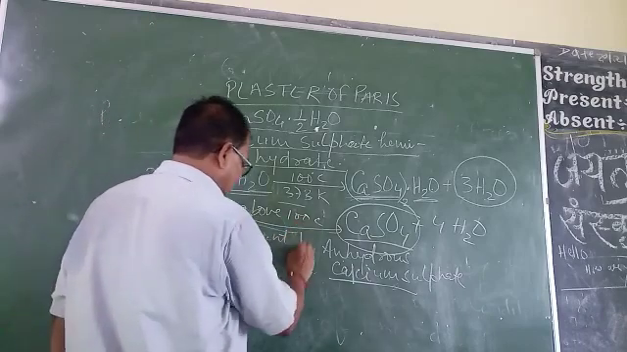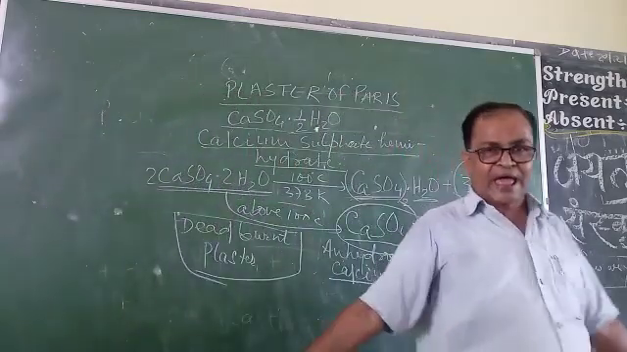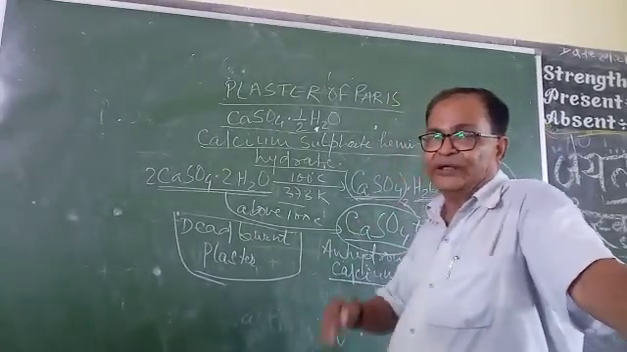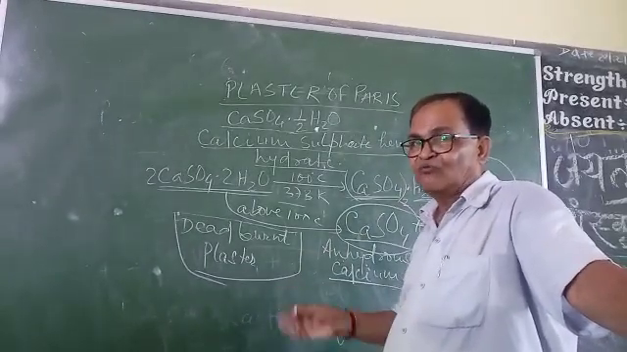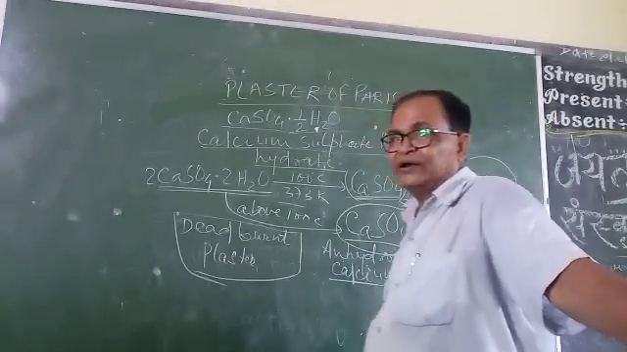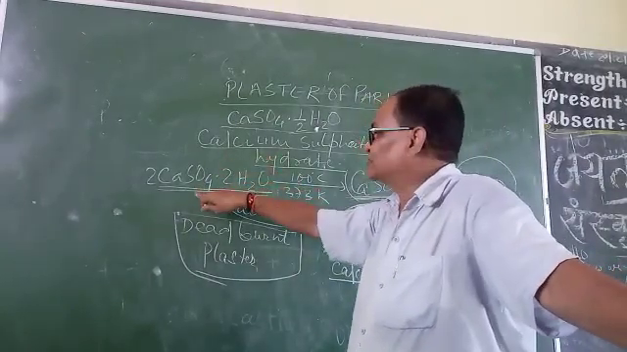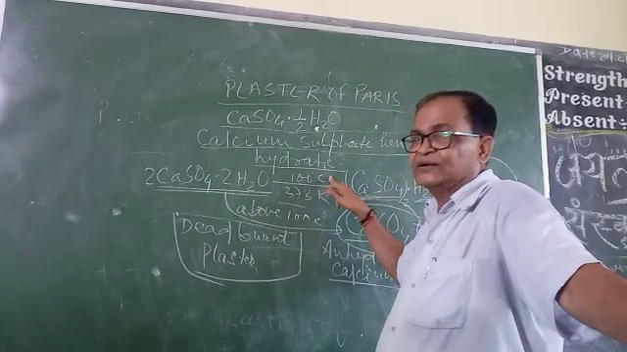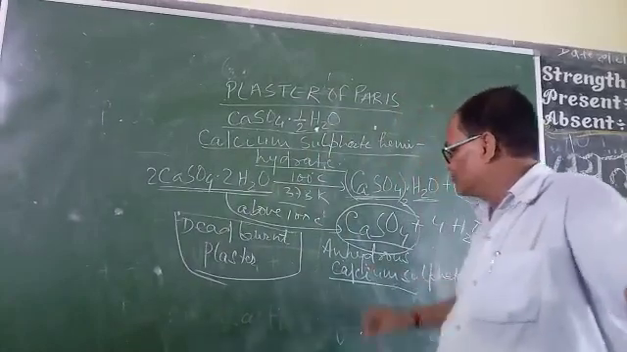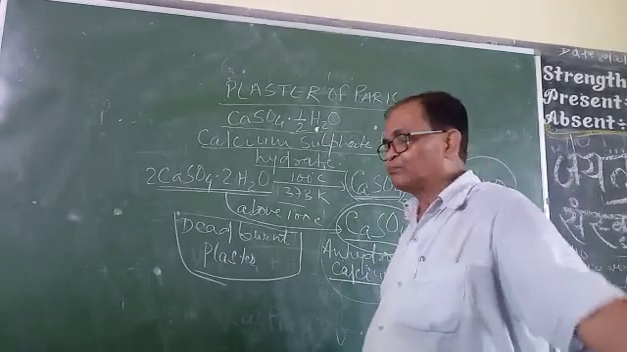This anhydrous calcium sulfate has no property of setting into a hard mass on adding water, like plaster of Paris. So my dear children, gypsum should be heated up to 100 degrees Celsius to get plaster of Paris. If we heat above 100 degrees Celsius, then we get anhydrous calcium sulfate, which is not our purpose.